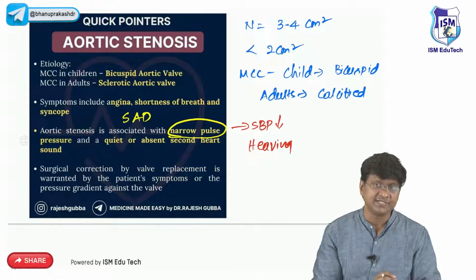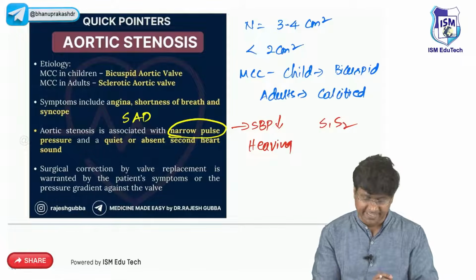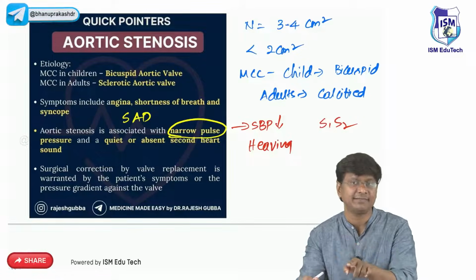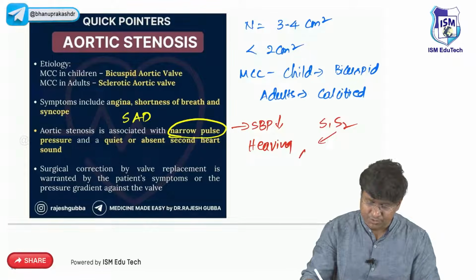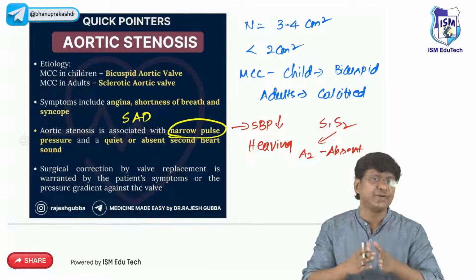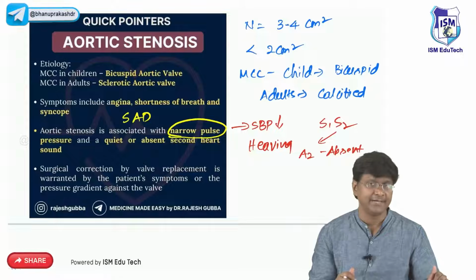And if you take the heart sounds, you will have S1 as well as S2, right? And in this particular S2, you have an abnormality. What is that abnormality in S2? A2 will be absent. Why? Because the valve which is closing is closing very slowly because it has been calcified. So that is the reason why the A2 will be absent, right?